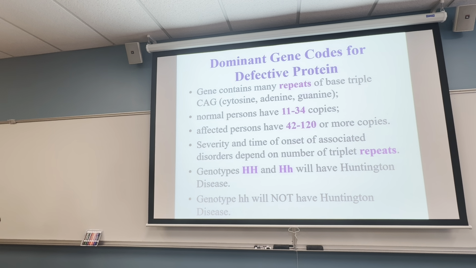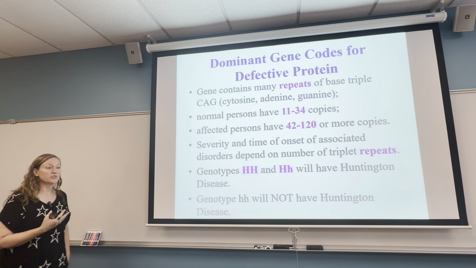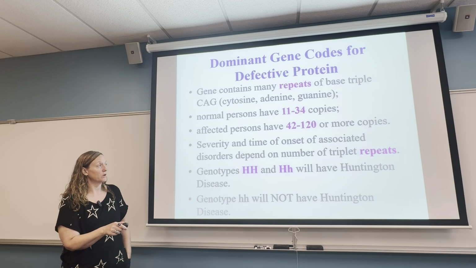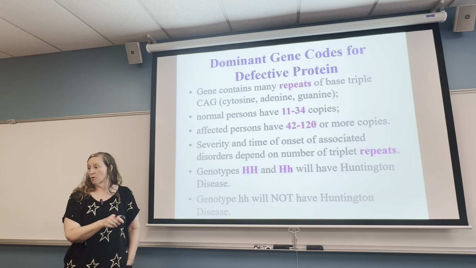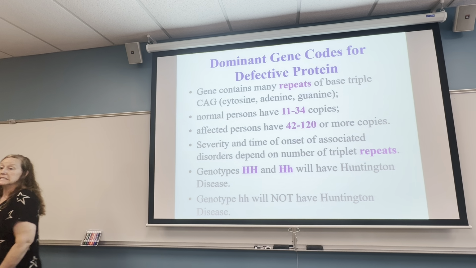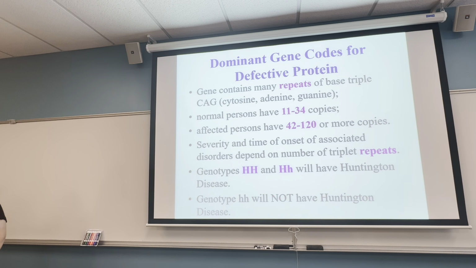And oftentimes people who have low amounts of these base repeats will die of something else before they even show symptoms of this disorder. But someone who has a lot of copies, like over 100, may start to show signs of the disorder maybe in their 20s or early 30s.